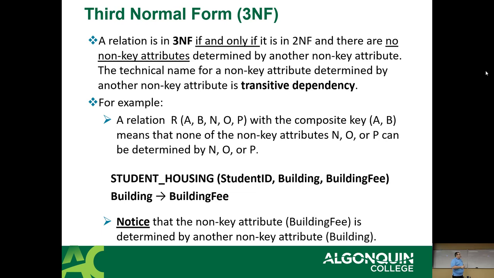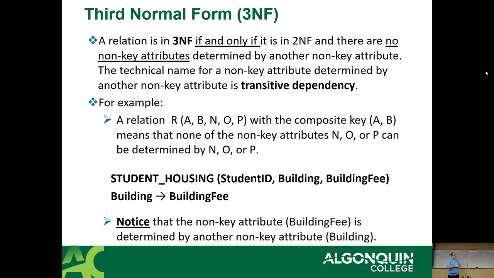So we have something called student housing. In student housing, we have the student ID, the building, and the building fee. And right now, assuming that the student ID is the determinant, in other words, the primary key, the building fee is determined by the building. Building is determined by the student ID. So the building fee is determined by the building. It has nothing to do with the student ID at all. But as it currently stands and is defined, the student ID determines the building, which also determines the building fee.